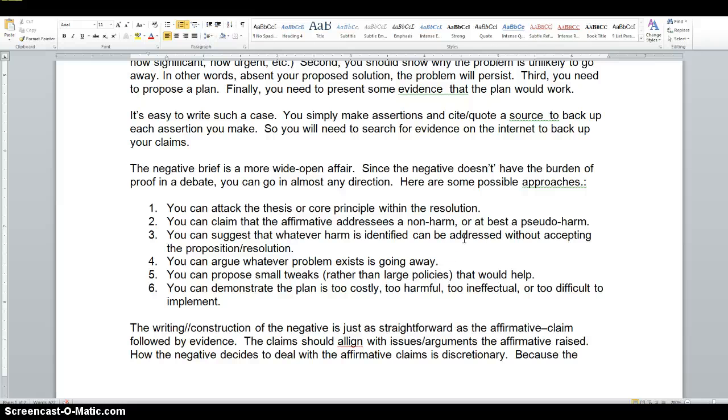The writing for the negative is just as straightforward as the affirmative. Claims followed by evidence. The claims should align with the issues and arguments that the affirmative raised. So if they said X and you have a specific answer that clashes with X, you should write that. Now remember, you're writing both sides. I'm giving you an exercise in seeing that there are two sides to every issue. So you're writing the affirmative and then you're writing your own negative in response to your own affirmative. So you're kind of splitting your mind in half. You're saying, here's the case I would make for this, and then here's the case that I would make against this. And you actually have both jobs.